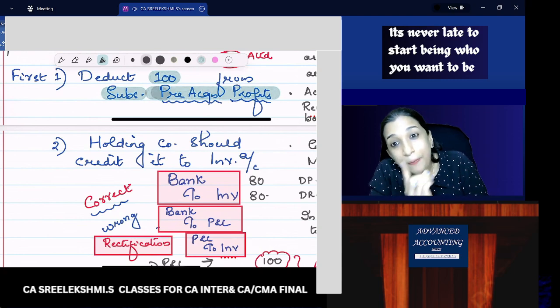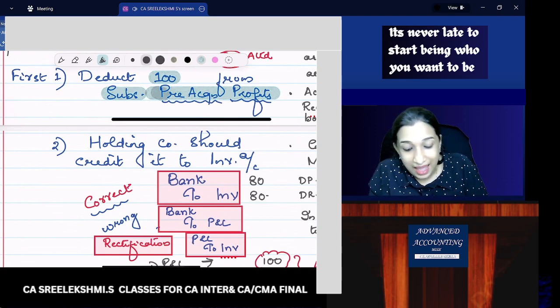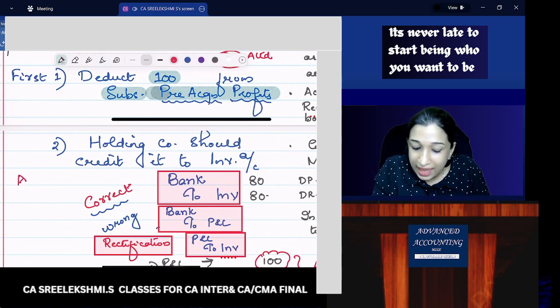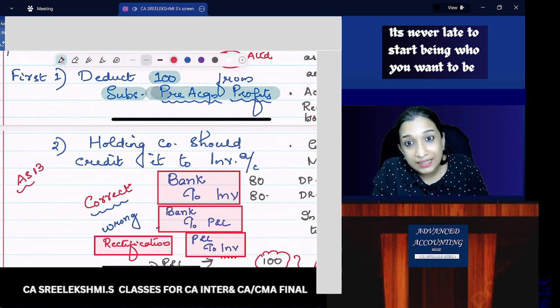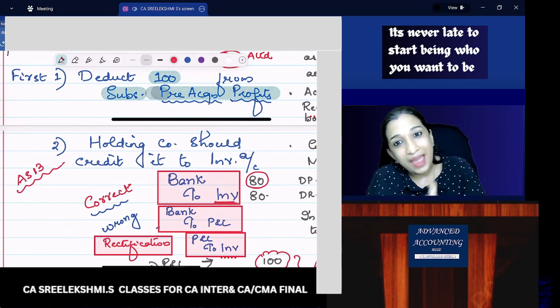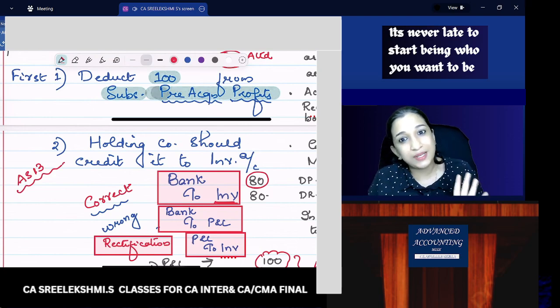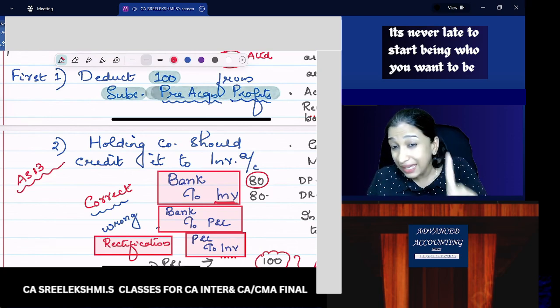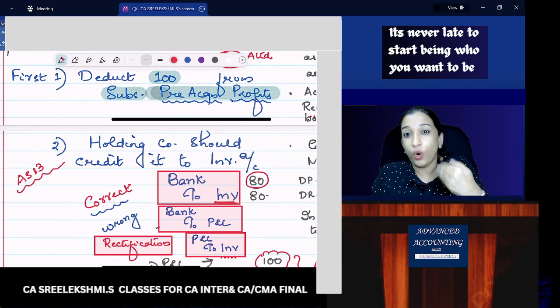Now, the holding company received. The holding company received a pre-acquisition dividend. As per AS 13, the pre-acquisition dividend received, 80, should be credited to investment. Bank to investment is the journal entry. This is the correct entry. If the holding company has passed the correct entry, super.